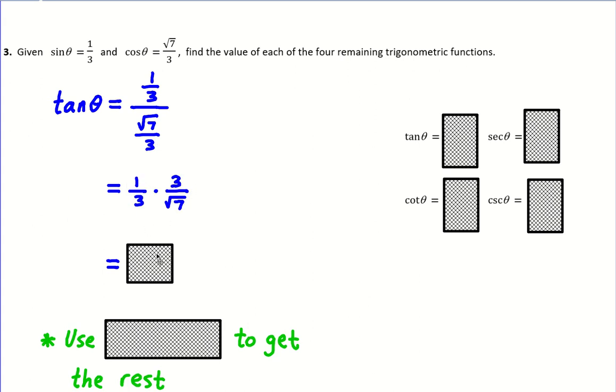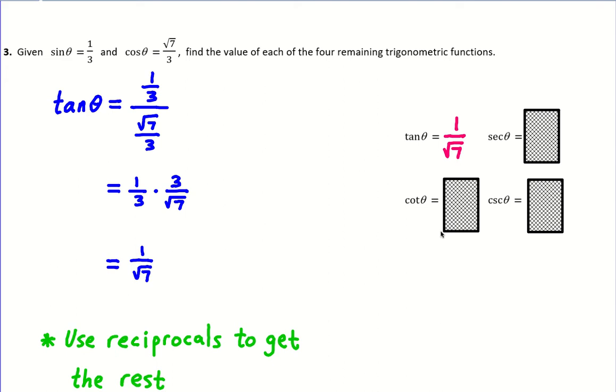And so when you do this math, it simplifies to, I mean, in my mind, the 3's cancel out, and you get 1 over root 7. And so there's the final answer for tangent. And again, you don't need me to rationalize the denominator, since you don't have to do it on the AP exams. And then to get the other 3, you just use the reciprocals.